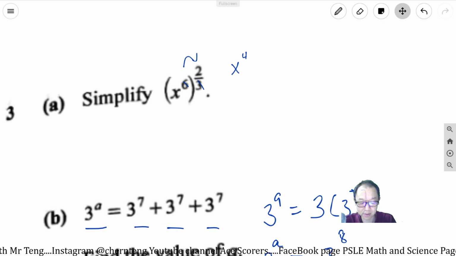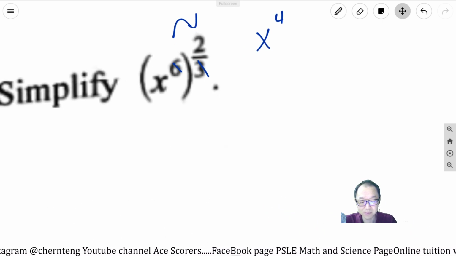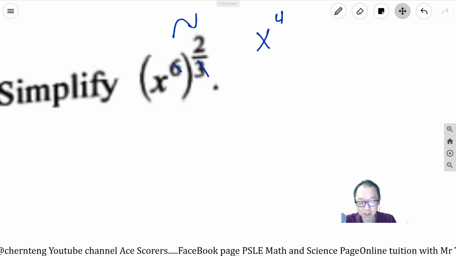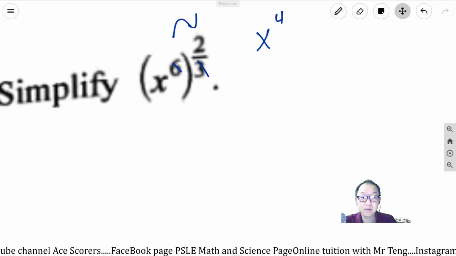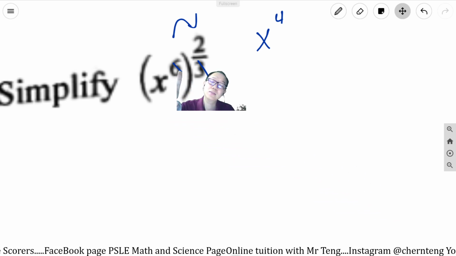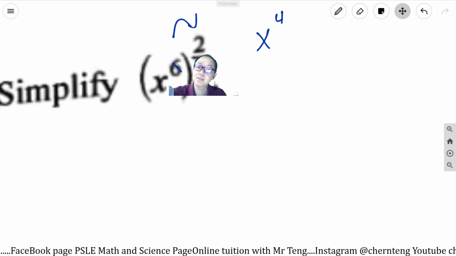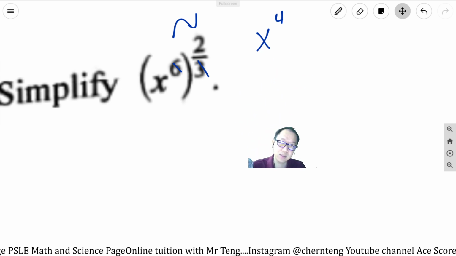So this is your indices, right? 6 times 2 over 3. You see we cancel this one. 6, then you're left with a 2. Cancel the 3. So 2 times 2 is 4. The answer is x to the power 4.